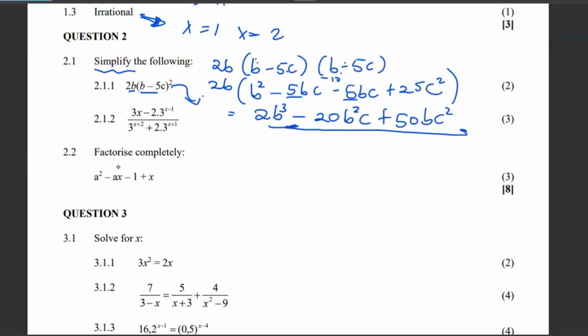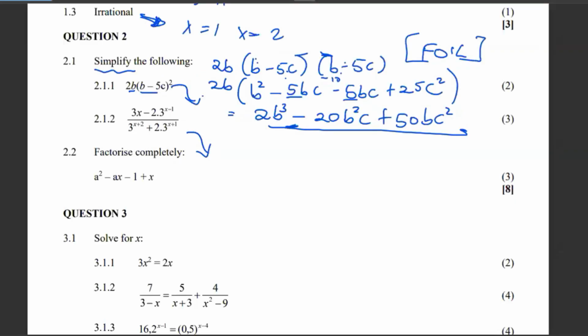So remember, with opening brackets, we can have a monomial with a binomial, a monomial by a trinomial, a binomial and a binomial. We use the FOIL, okay? And so on and so forth. Then we have this question. 3x minus 2 times 3 to the x minus 1. And let me just put that question on a blank page and see.